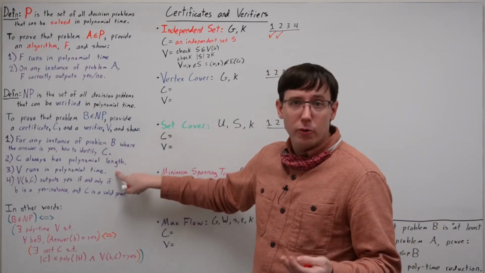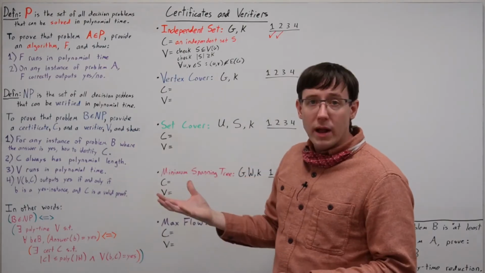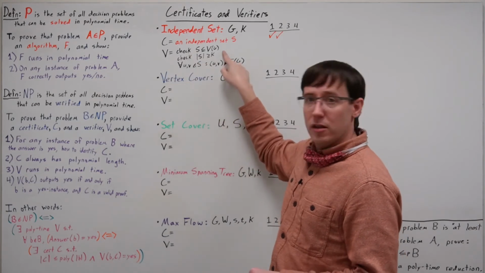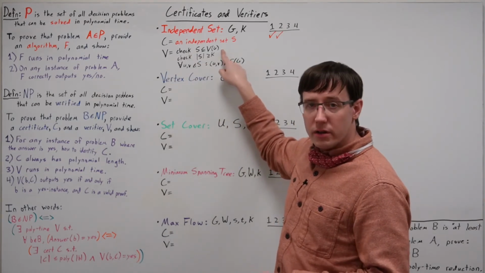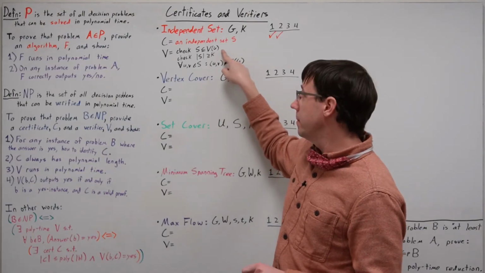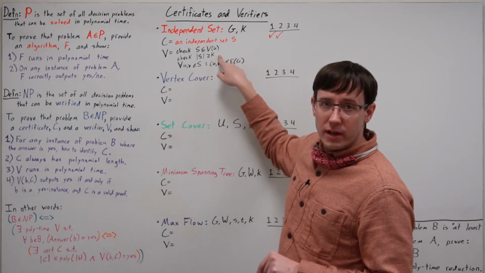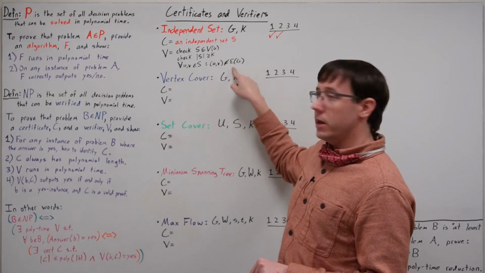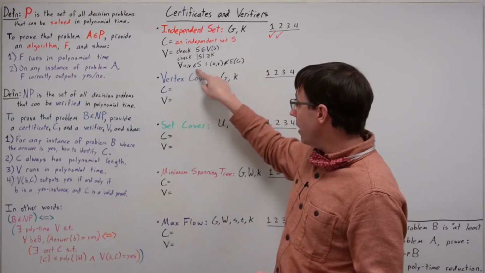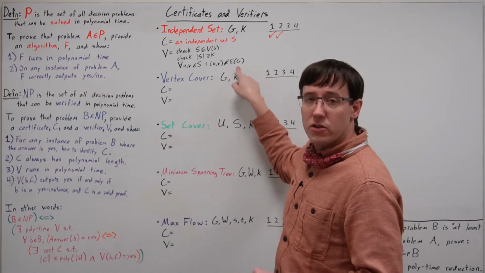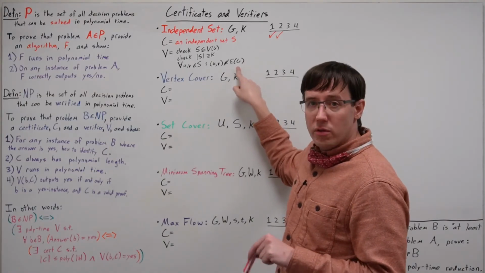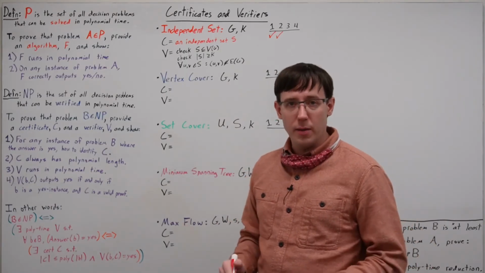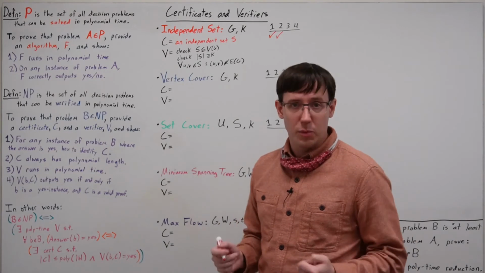Does our verifier algorithm run in polynomial time? Well, we have to check that everything we were given is an element of the vertex set. We can definitely do that in n² time. We can check that the size of the vertex set is at least k. That should be constant time. And we can check that for every pair of vertices, there's no such edge in the graph. And we should be able to do that in n² time. So all of those operations take polynomial time, so our verifier algorithm is polynomial.